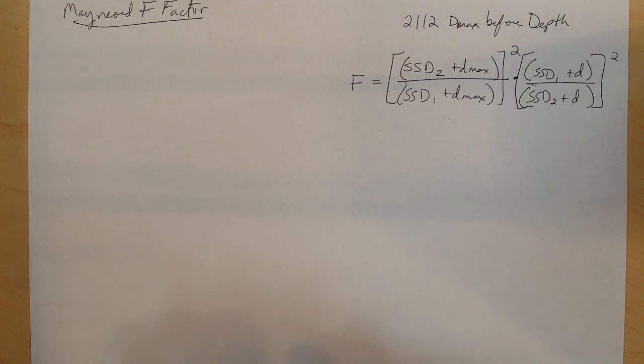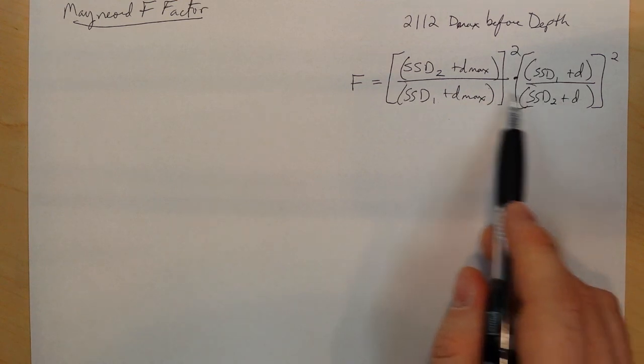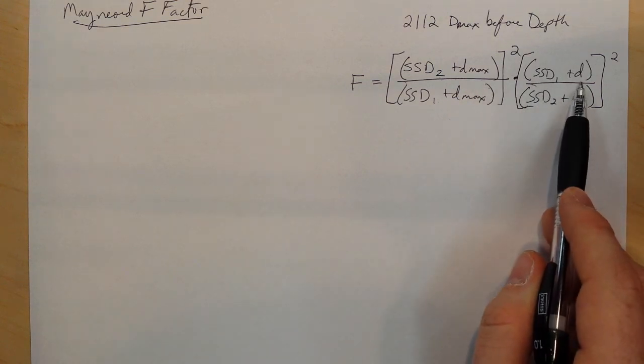Okay, the Mayneord F factor is used when you have a machine that's calibrated at 100 centimeter SSD and the physician wants to treat at a different SSD, whether that be 80 centimeter SSD or 130 centimeter SSD. More often than not, the physician will choose to treat at a larger SSD because it's usually on some sort of a spine field where they can't get the entire spine into the collimator size, so you have to treat at an extended distance. Whatever the reason is, most likely that's going to be the case for your board exam question: calculate the Mayneord F factor for these two different SSDs for this energy at D max and calculate it to this depth.